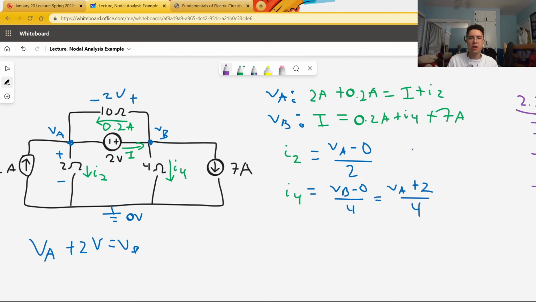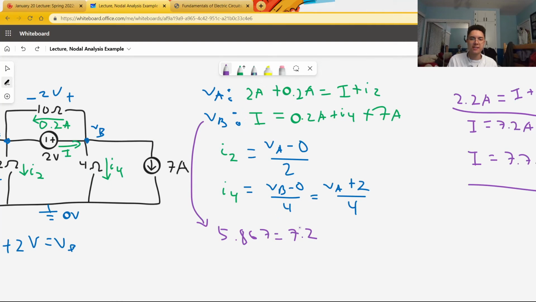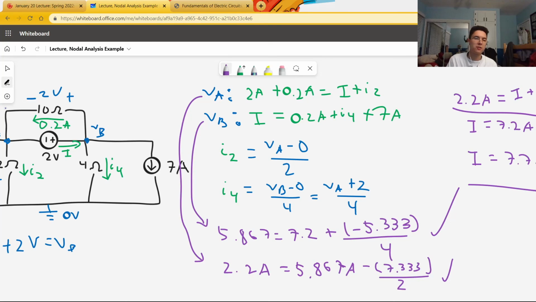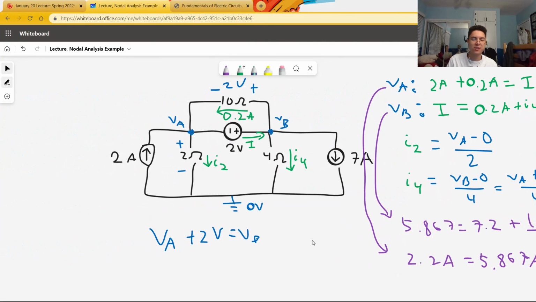Let's just confirm that all of this works in Kirchhoff's law. For VB, 5.867 equals 7.2 plus negative 5.333 over 4. This is roughly correct. Great! In VA, 2.2 amps equals 5.867 amps minus 7.333 divided by 2, which is also basically accurate, so another check mark. We have succeeded at solving this problem.